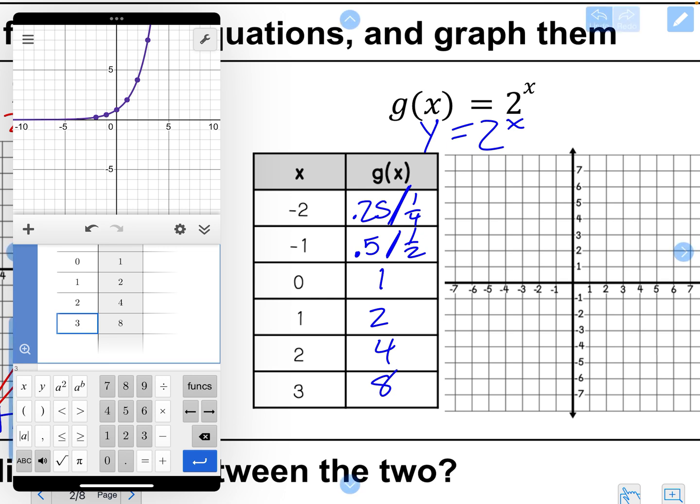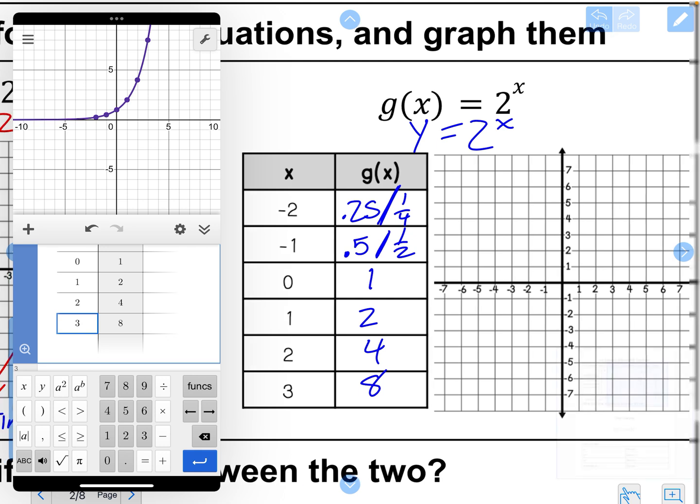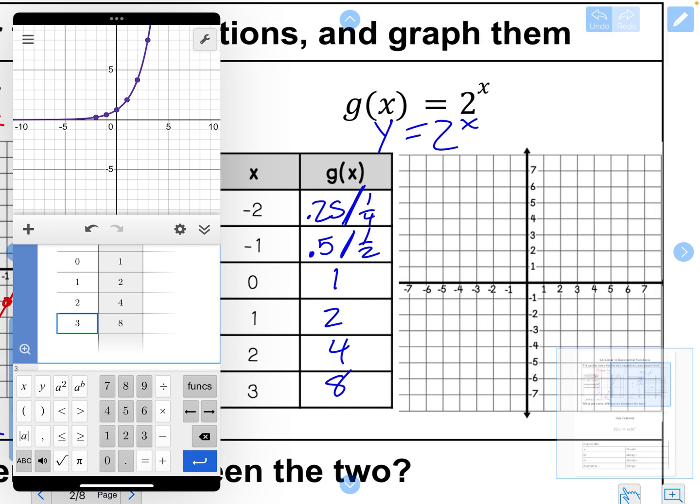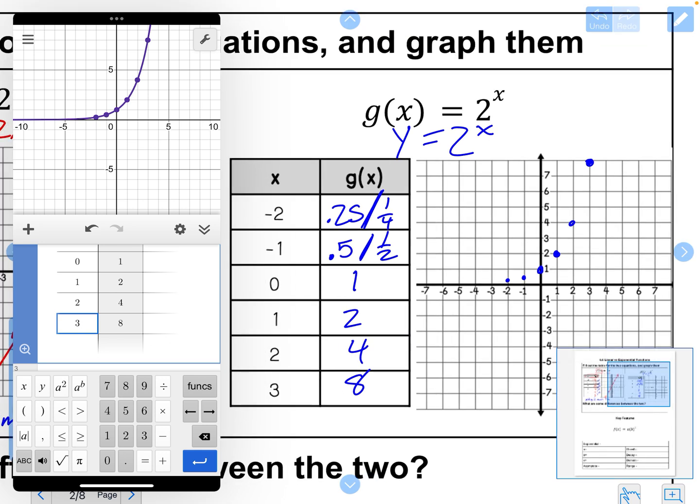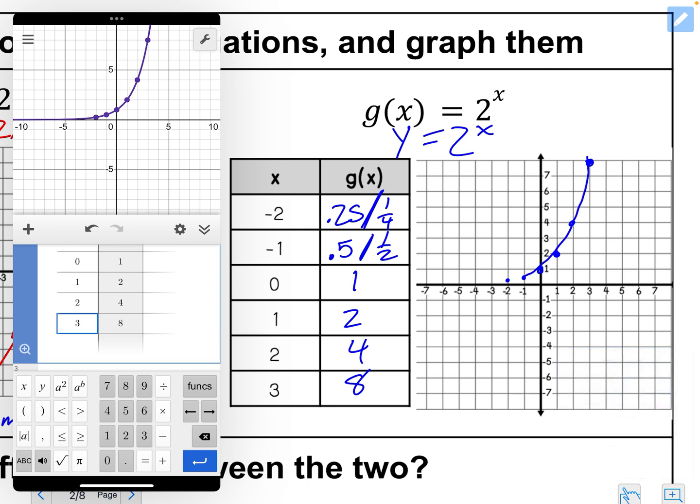So if we look at the Desmos graph, we notice this graph is starting to curve instead of going straight. So I'm going to go ahead and graph -2, and -1 is about there, half's there, 1, 2, 4, and then I can graph 8. So I'm going to go ahead and graph this here. And what I know is that the line is never actually going to cross the x-axis.